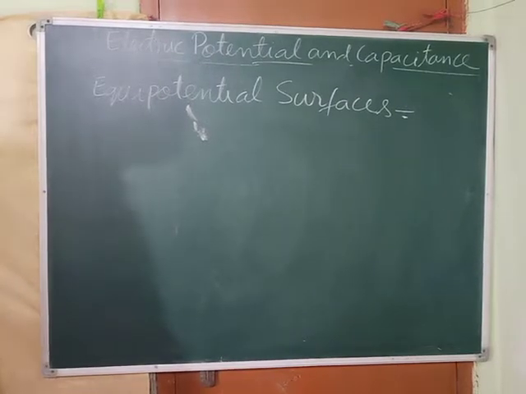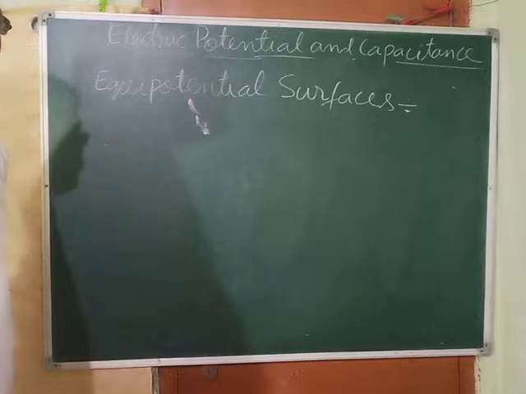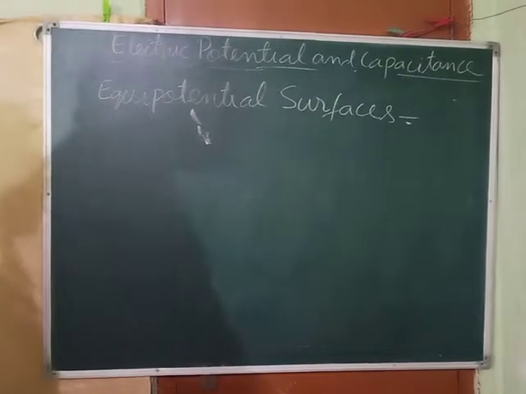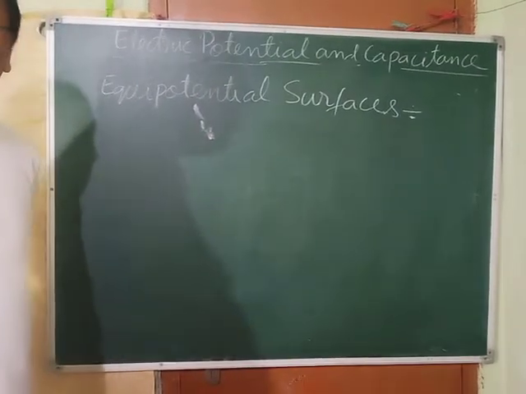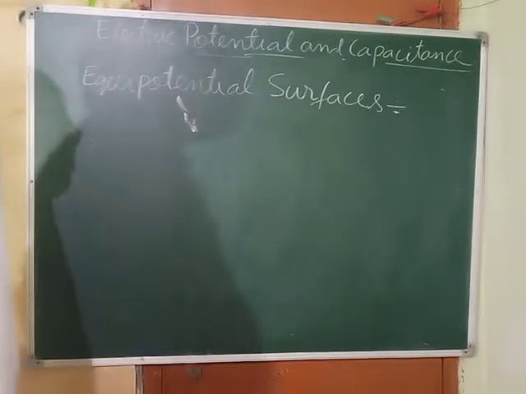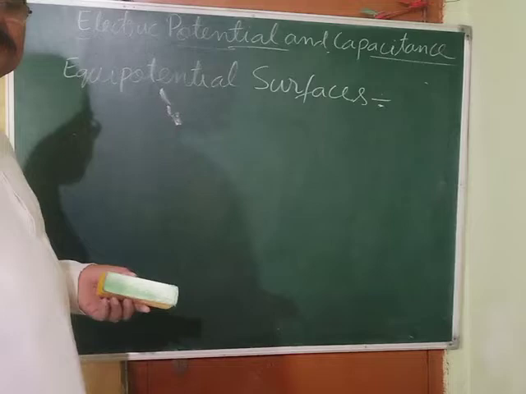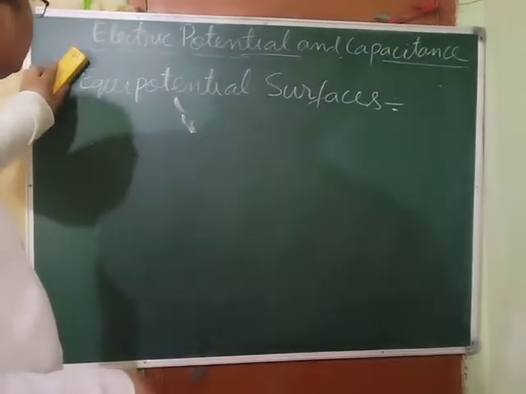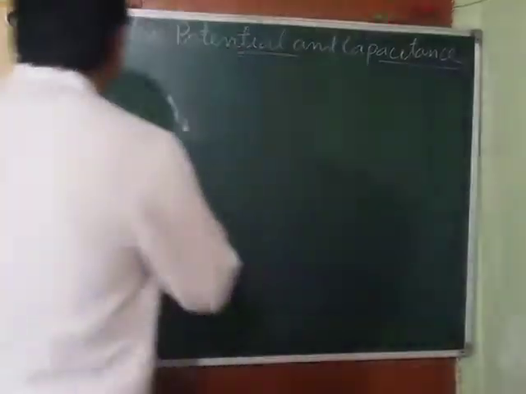Okay, so there can be many equipotential surfaces. But different equipotential surfaces may have different potential. Now we have to draw the equipotential surfaces for different patterns of charges, like a single charge. And before that, we must describe the properties of equipotential surfaces. So the next heading is properties of equipotential surfaces.